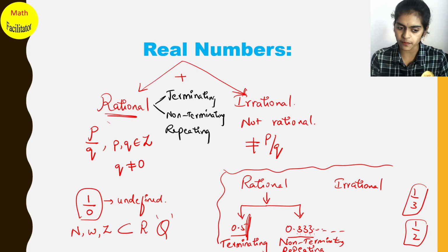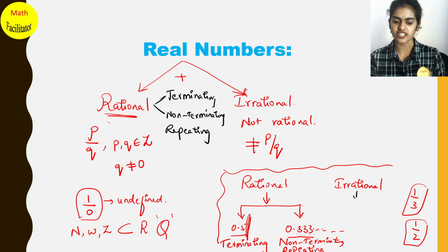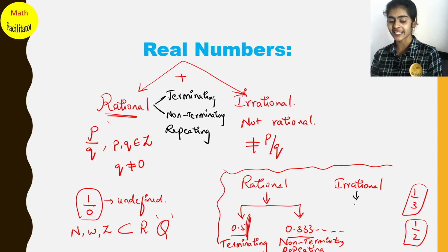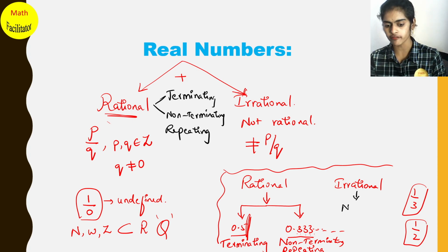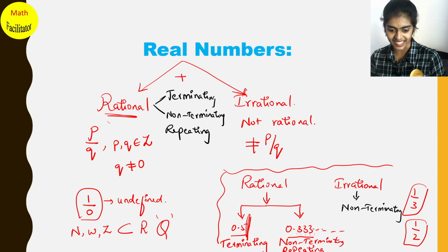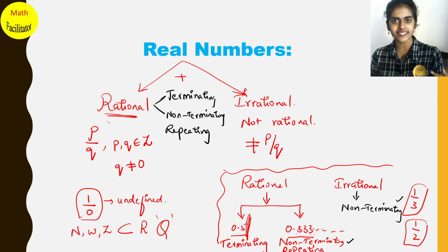Clear with this concept? Okay, now what about irrational numbers? An irrational number is always of the form non-terminating, okay, it is also non-terminating. So now here you can see a rational number can be non-terminating, and an irrational number is also non-terminating. So where is the difference?